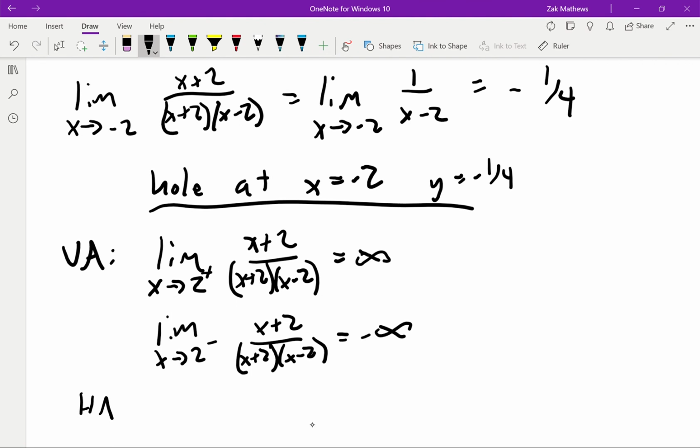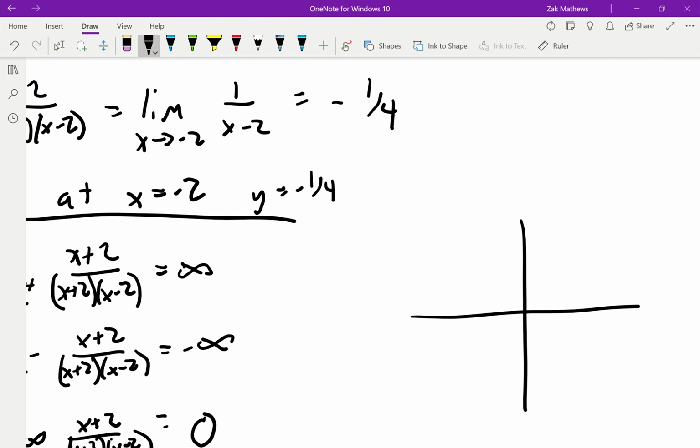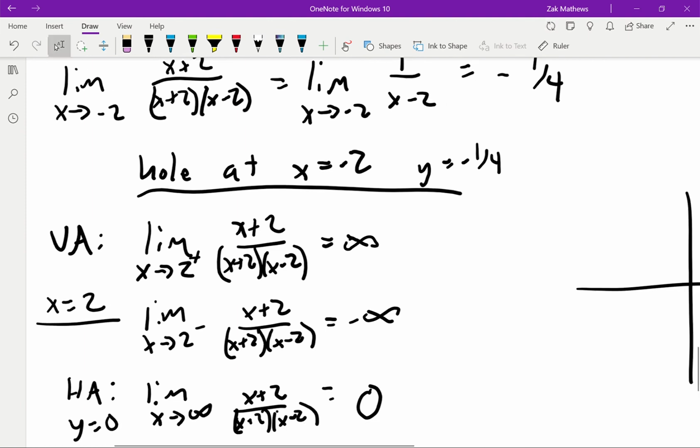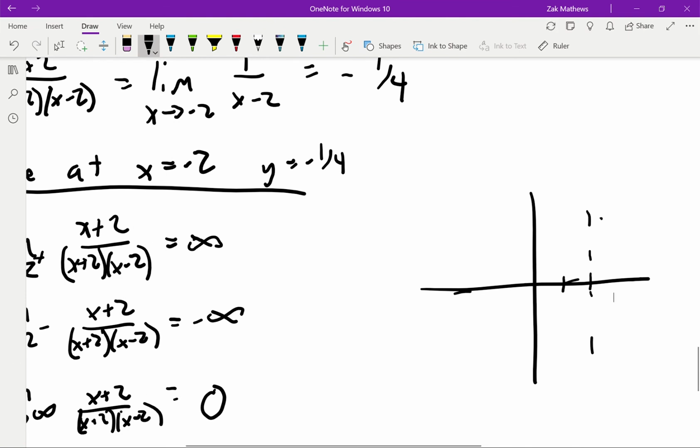And finally, let's finish it off with a horizontal asymptote. Let's take the limit as x goes to infinity, x plus 2 over x plus 2 times x minus 2. And that thing is going to 0. And so now we have everything we need to do our graph. We know that we have a vertical asymptote at, I didn't label these, let's say x is equal to 2. And then a horizontal at y is equal to 0. I know that on the right side of that 2, I'm going up. I know that on the left side, I'm going down.